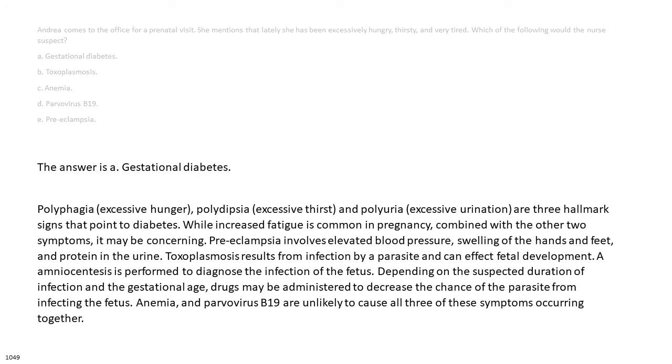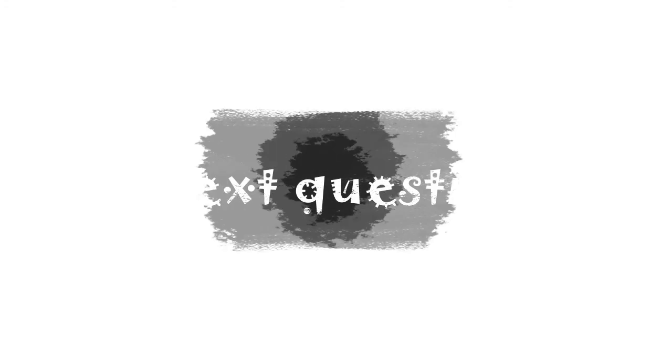Preeclampsia involves elevated blood pressure, swelling of the hands and feet, and protein in the urine. Toxoplasmosis results from infection by a parasite and can affect fetal development. An amniocentesis is performed to diagnose the infection of the fetus. Depending on the suspected duration of infection and the gestational age, drugs may be administered to decrease the chance of the parasite infecting the fetus. Anemia and parvovirus B19 are unlikely to cause all 3 of these symptoms occurring together.